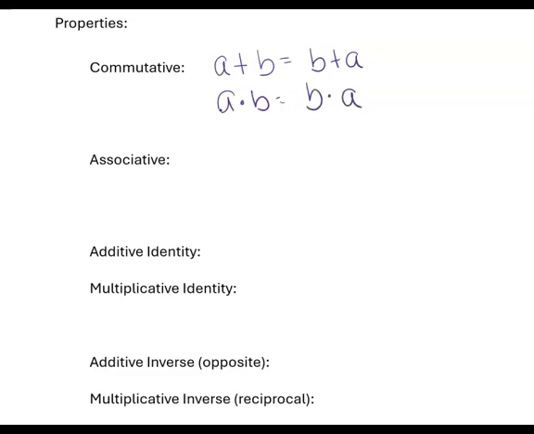So in other words, if you added 5 plus 4, that's the same thing as saying 4 plus 5. Both sides are going to be 9. Or 5 times 4 is 20, the same thing as saying 4 times 5, which is also 20. The commutative property does not work for subtraction, and it does not work for division.